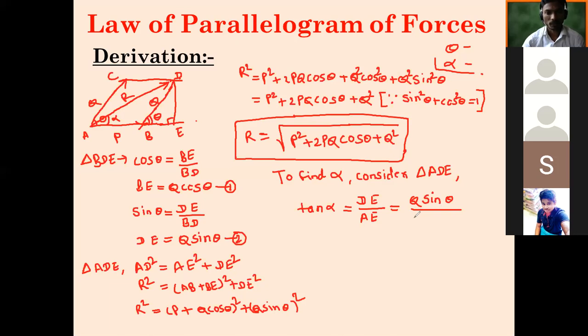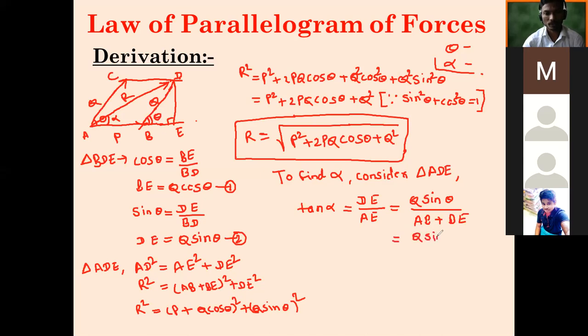If you are not understanding, one step ahead we will go. AB plus BE. What is the value of this? Q sin theta divided by the value of AB, which is P, plus the value of BE, from equation number 1, Q cos theta. So this will be the value.